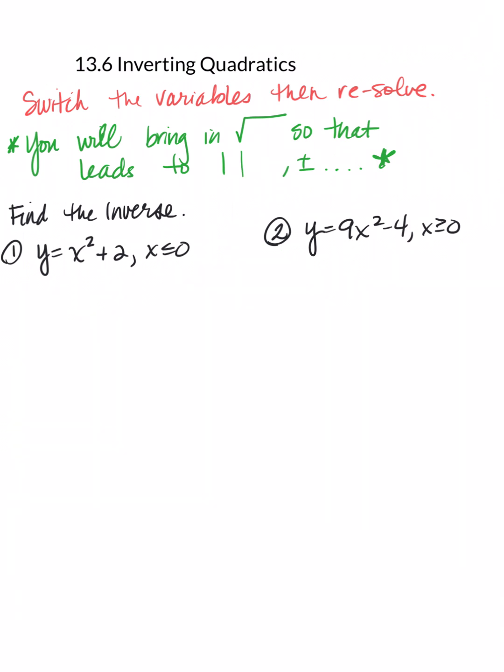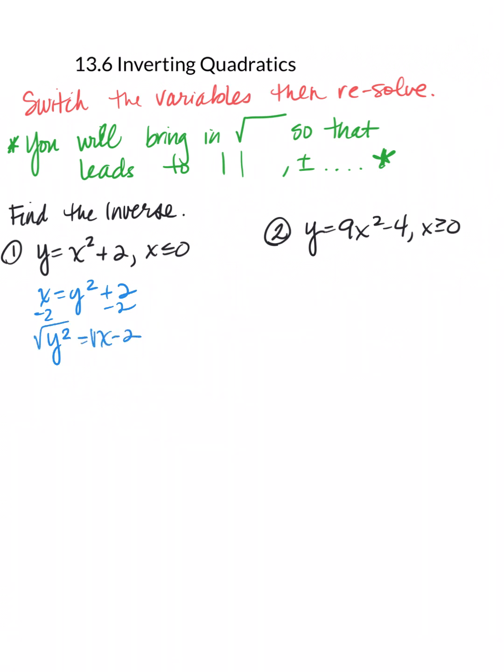So finding the inverse here, y equals x squared plus 2. The first thing you want to do is just switch your variables. So this will be x equals y squared plus 2. And now my job is to solve for y. So I'm going to subtract 2 from both sides. I'm going to put my y squared on the left, so I'll have x minus 2.